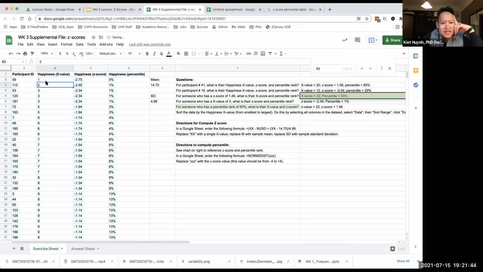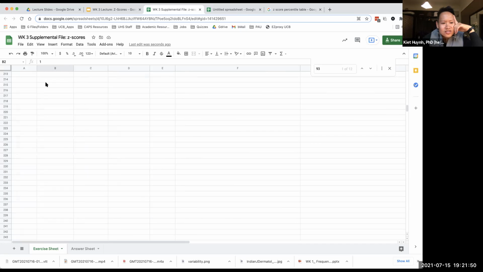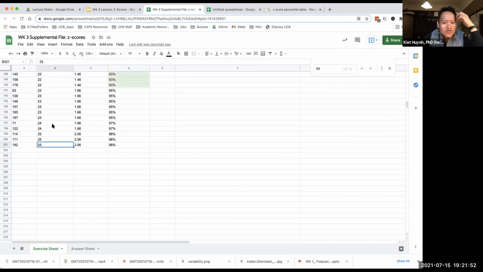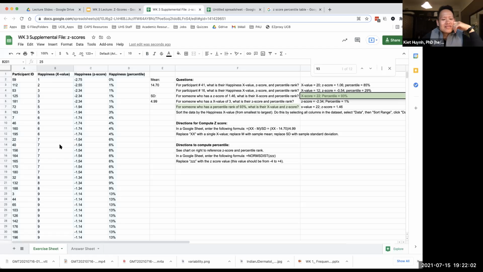And you see here, now all the X values are listed from smallest at the top to largest at the bottom. Remember the score range is from 1 to 30. No one ranked their happiness at the max level of 30. So I guess people here are extremely happy. Maybe they're like high average happy. Okay, so let's see how these X scores relate to the Z scores and the happiness percentile.